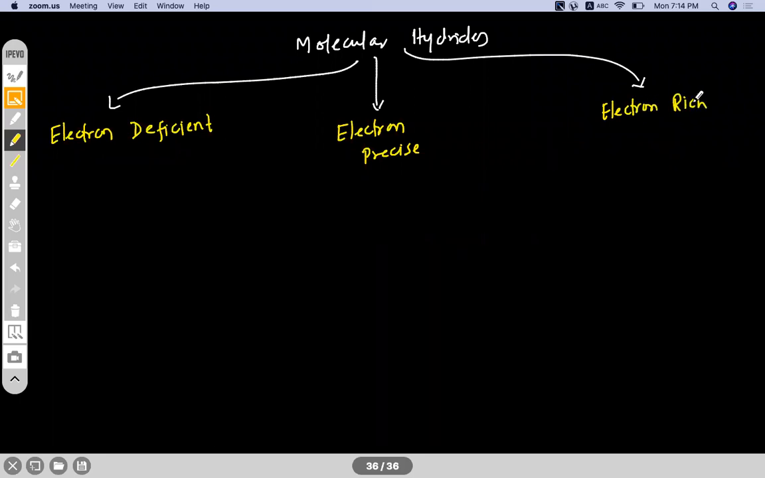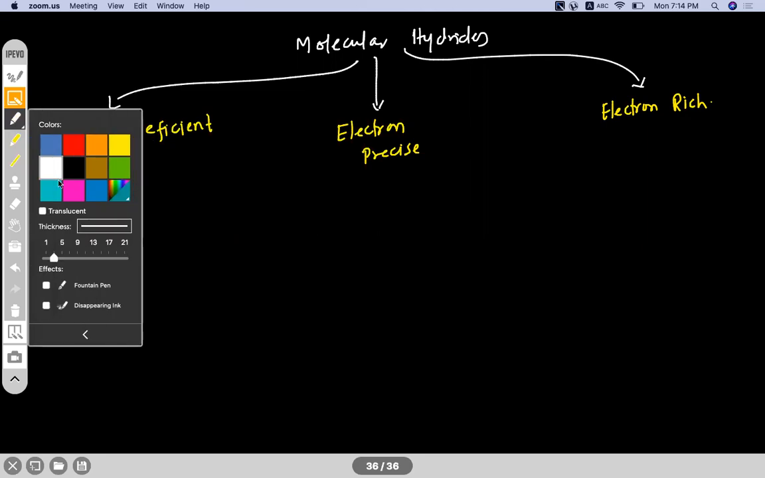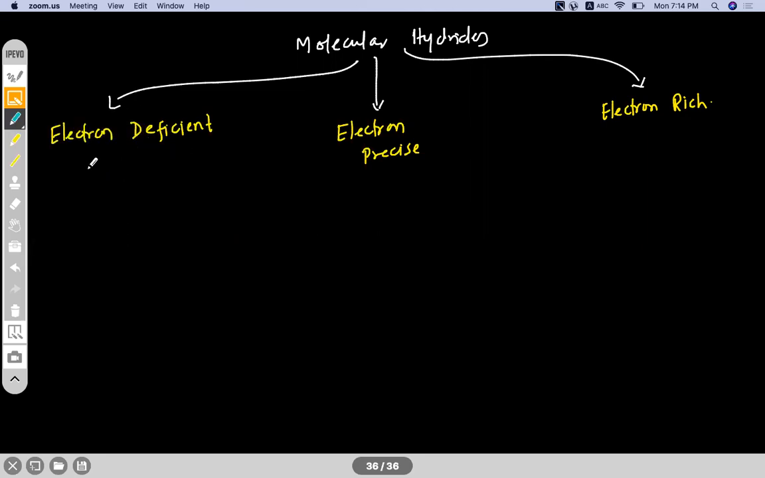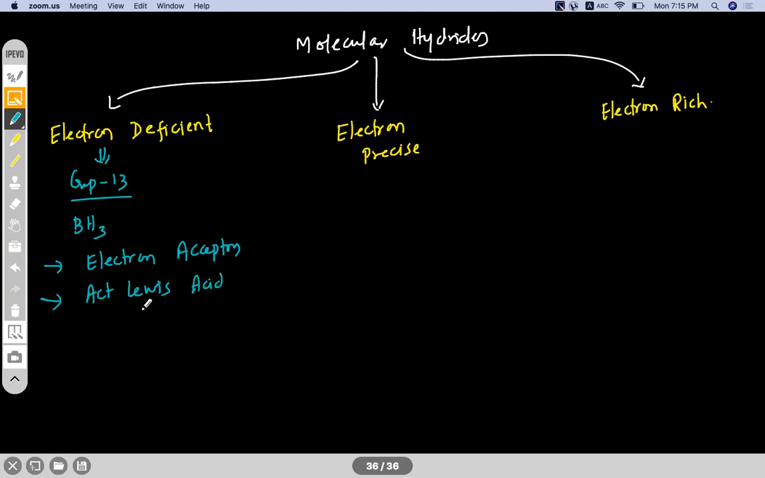Electron rich is not exactly more than 8; it's like there are lone pairs present. Donor electrons are there, meaning the capability to donate electrons, that is electron rich. Electron deficient hydrides are formed by the elements of group 13. For example, BH3 is an electron deficient hydride. These are electron acceptors, since electron deficient, so they act as Lewis acids. Lewis acids are those which have the capability to accept electrons.